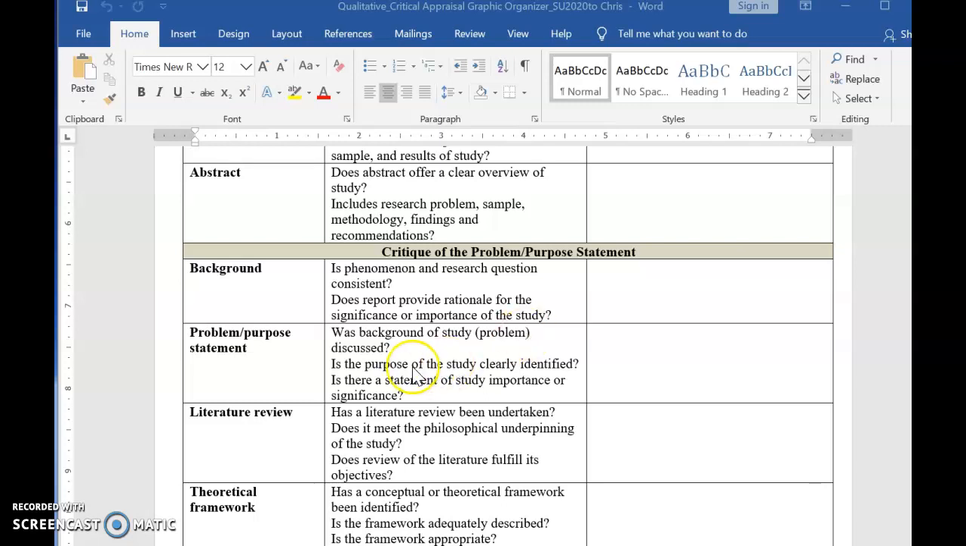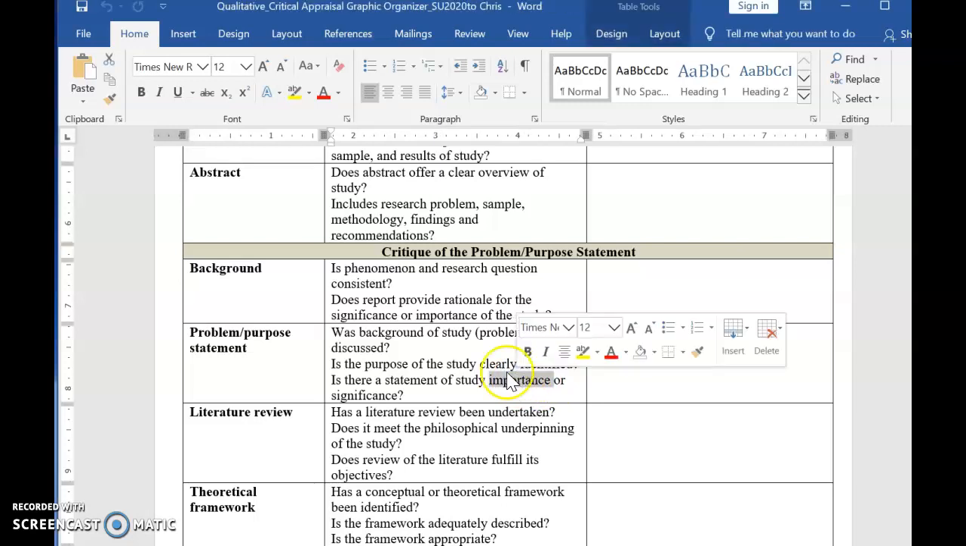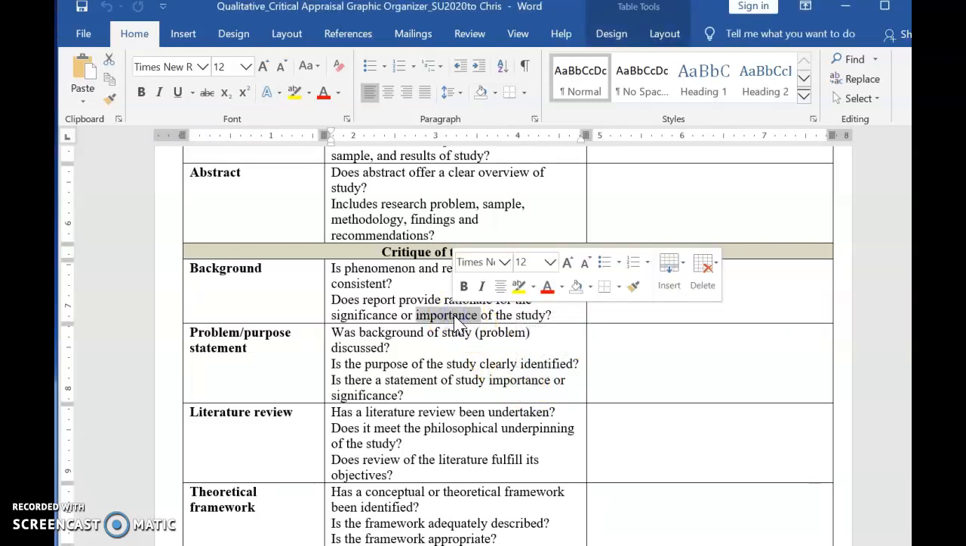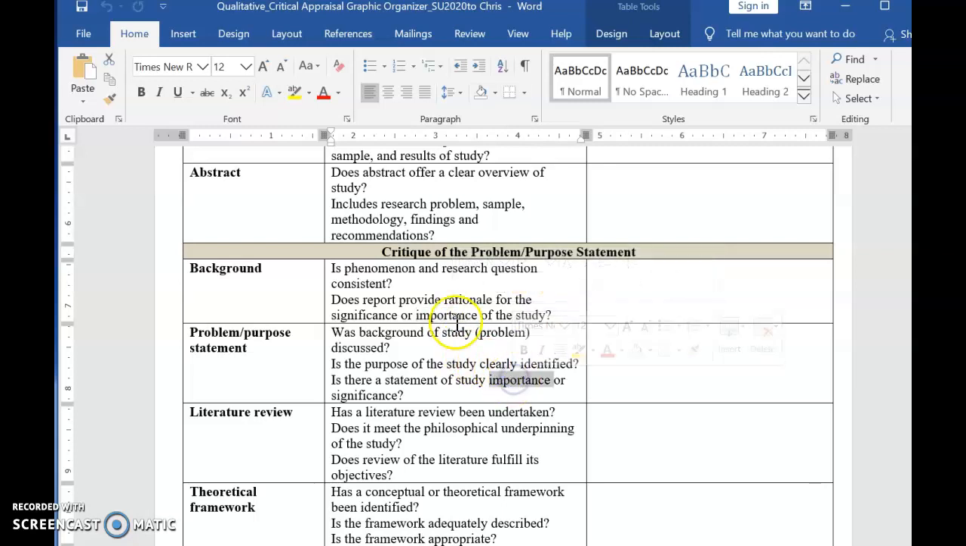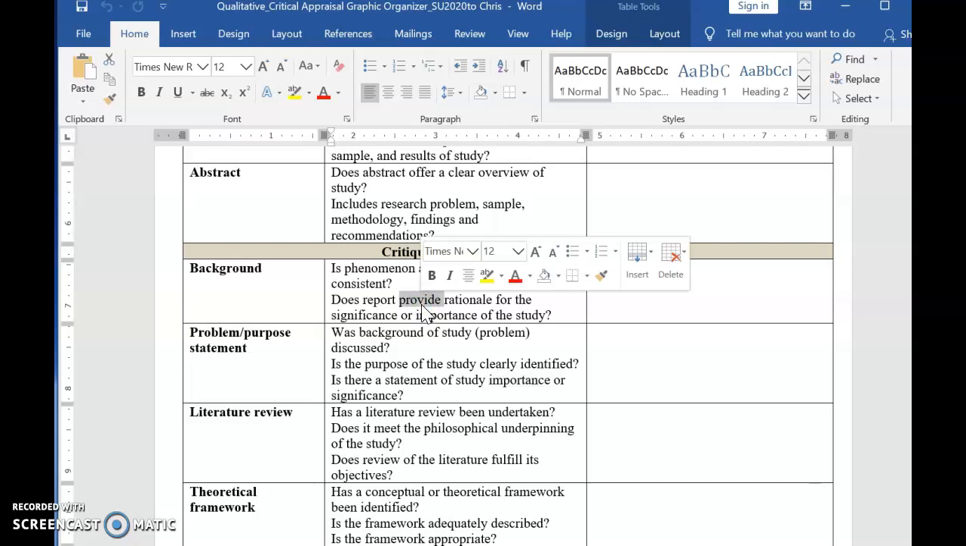And then, of course, we want to find the purpose. Is that there? Is it clearly identified? Yes or no? Is there a statement of study importance or significance? Yes or no? And if there's not, then that's going to be a major red flag. And I also wanted you to notice that these two importances, there's two things where you're looking at it, significance or importance, but they are really looking at different aspects. This one is basically looking at the purpose statement itself, and this one is looking at, do the authors provide enough support for the rationale of the significance of the report?